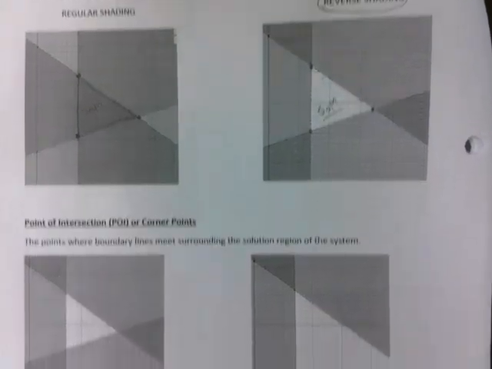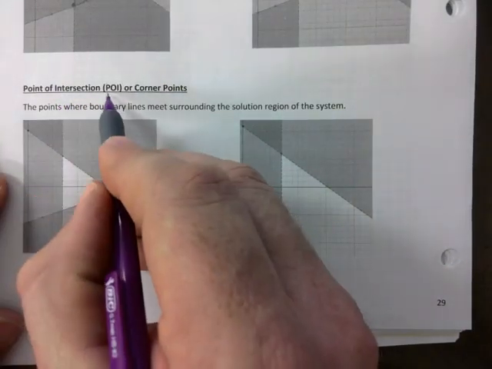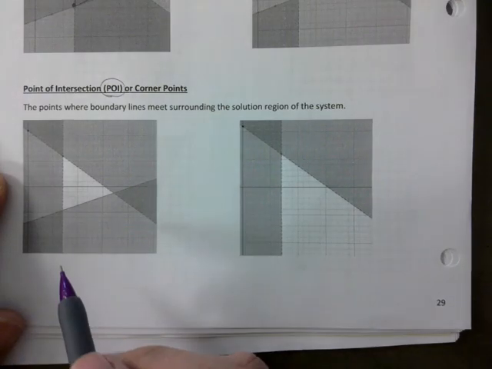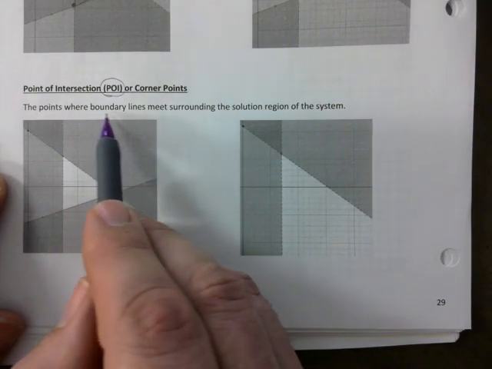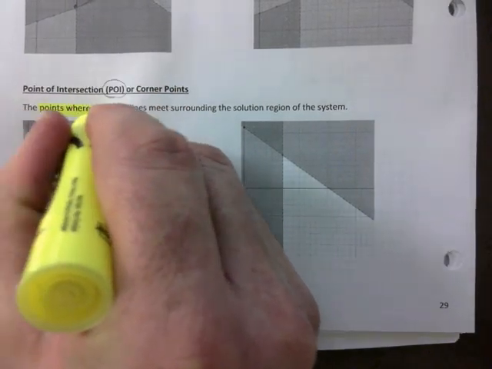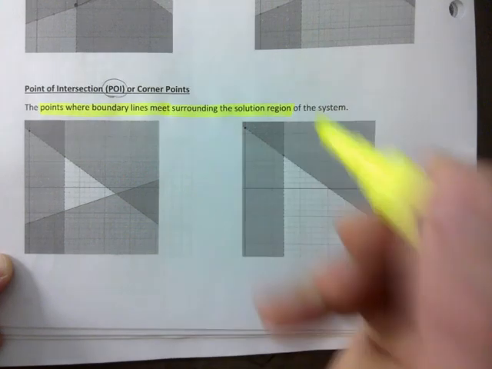Let's talk about POIs real quick here. Points of intersection, POI, they're very important to me, and they will be important for you as well. The points where the boundary lines meet. Points where the boundary lines meet surrounding the solution region.